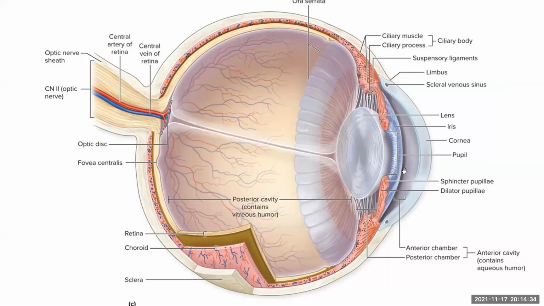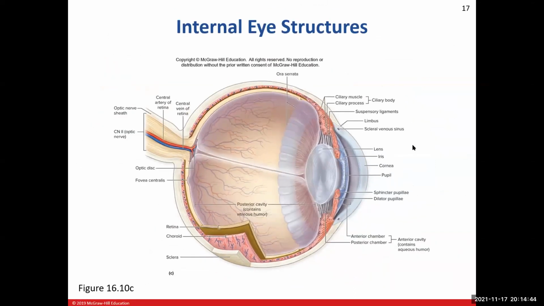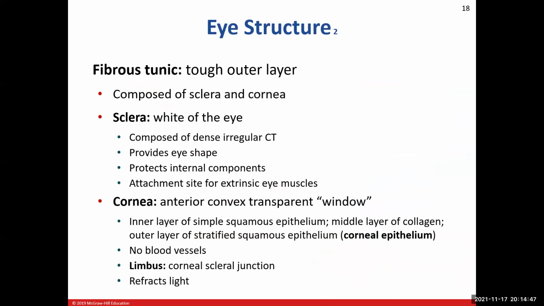There are 2 types of glaucoma, open angle and closed angle, and there are certain drugs that help with that, but that just has to do with the amount and the volume of the aqueous humor in that anterior cavity there. All right, so let's walk through each of these layers here.